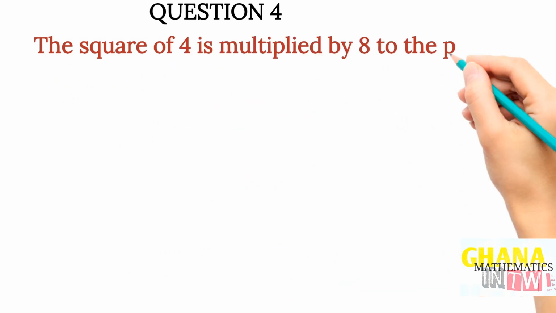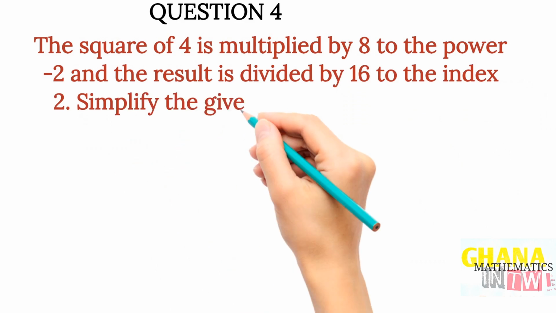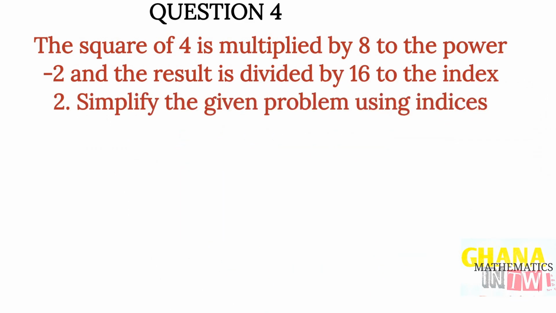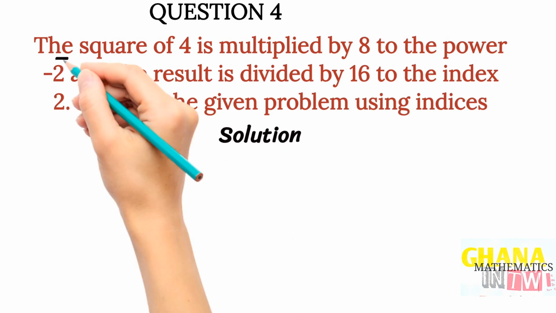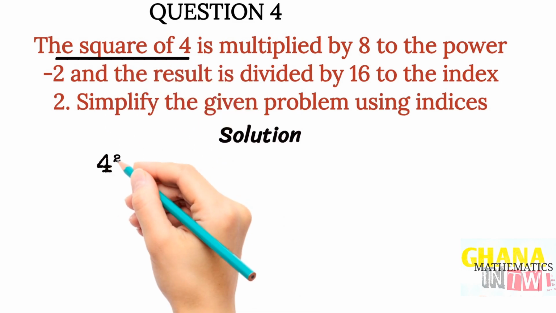This is question 4. And this is looking like a word problem. We are still solving more questions. The square of 4 is multiplied by 8 to the power negative 2. And the result is divided by 16 to the index 2. Simplify the given problem using indices.